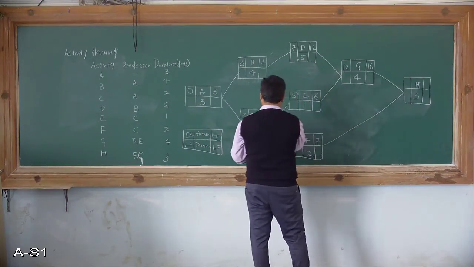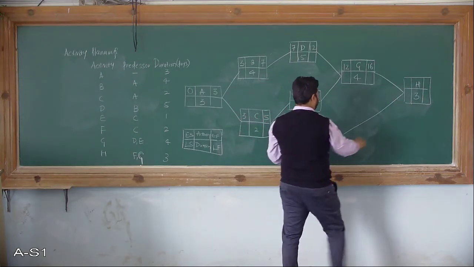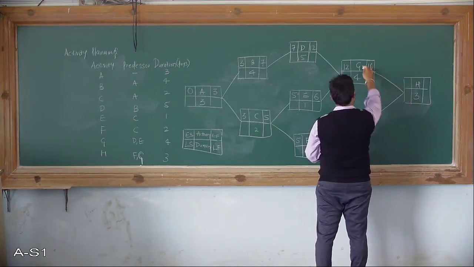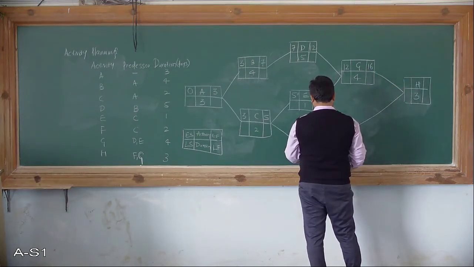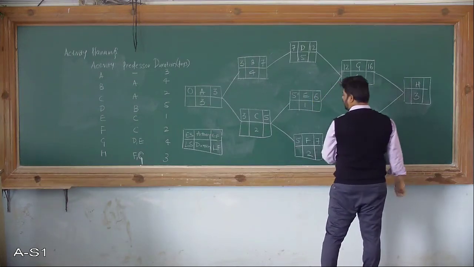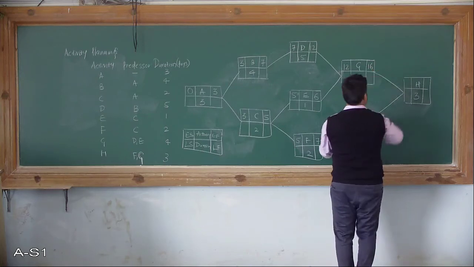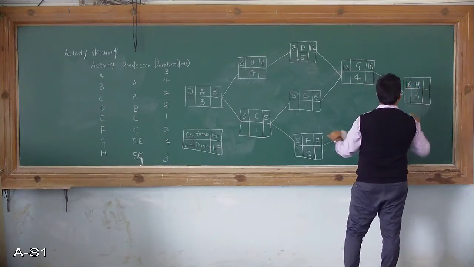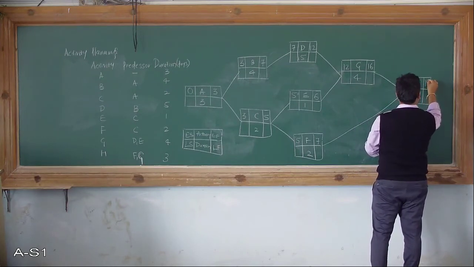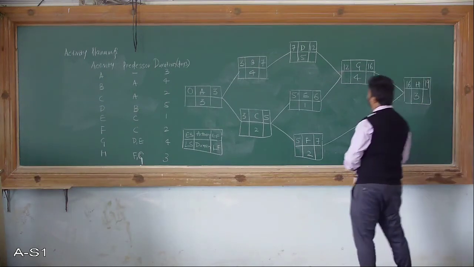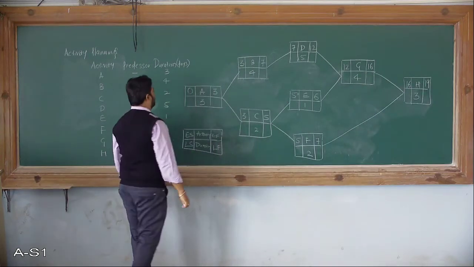Then the 7. So your H activity depends on G and F. So which is the highest value here? That is the early finish value 16 and 7. So 16 comes here. 16 plus 3 would be 19. You can observe.